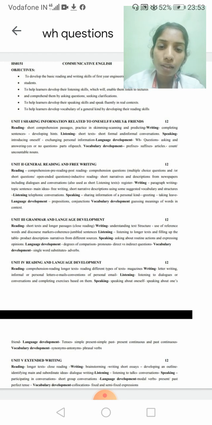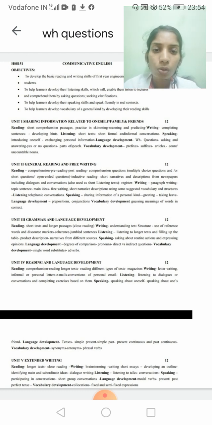Here you can see WH questions, developing hints, asking and answering yes or no questions, vocabulary development, prefixes, suffixes, articles, and uncountable nouns, etc. So there are many kinds of words. Especially you should know the subject code of this subject. This subject deals with grammar. The subject code is HS8151. So HS8151 is our subject code.